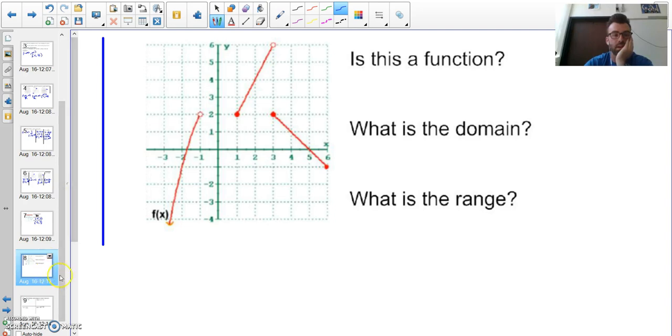Let's try another one. Why not? Here we go. Why don't you try this one on your own? Okay. Pause the video and then we'll pick back up in a minute here.